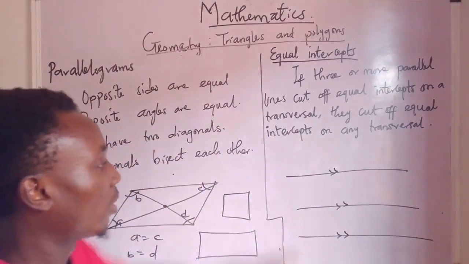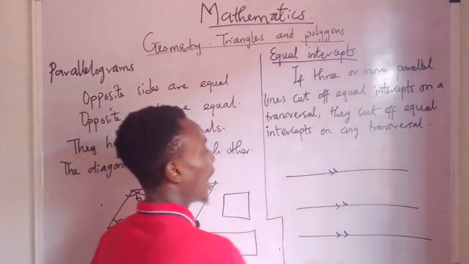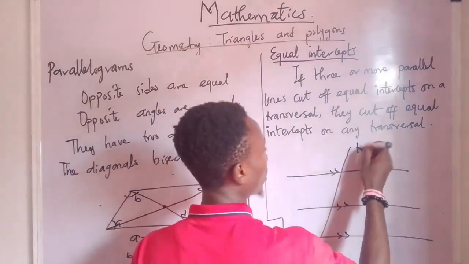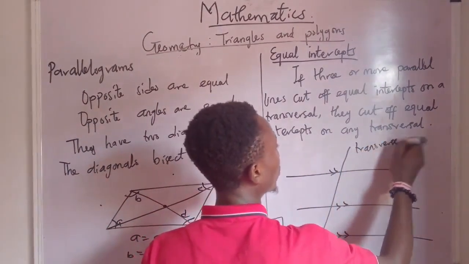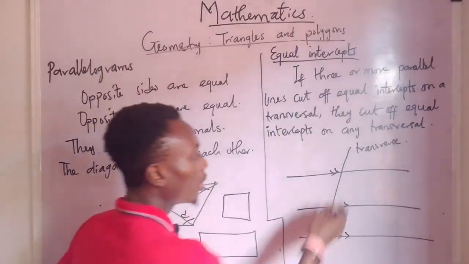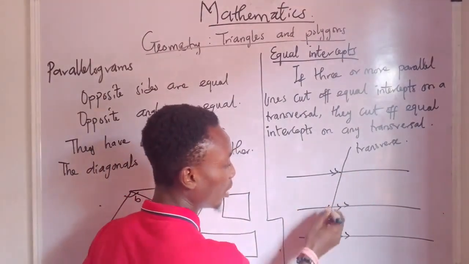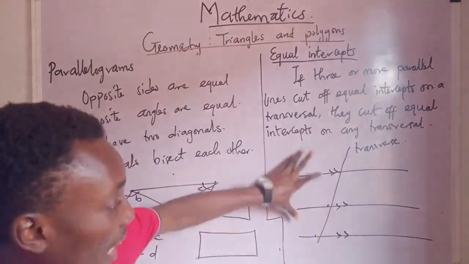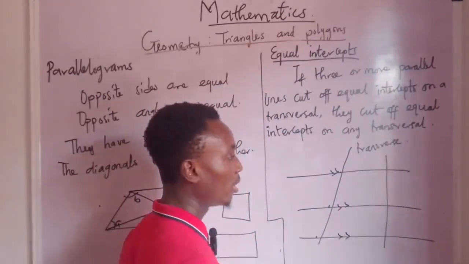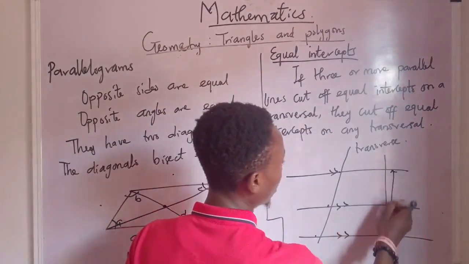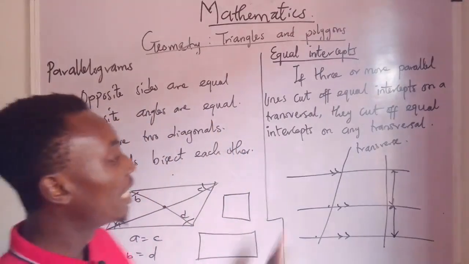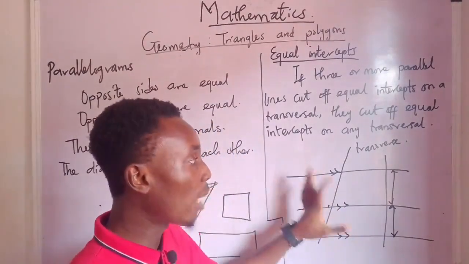Are you following me now? Any line that crosses two parallel lines like this is called a transverse line. Now, if these are parallel lines, the length from here to here is the same as from here to here. If these three lines are parallel to each other, and you put another transverse line like this, are you following now? This side is equal to this side. And that is all there is about the transverse line.